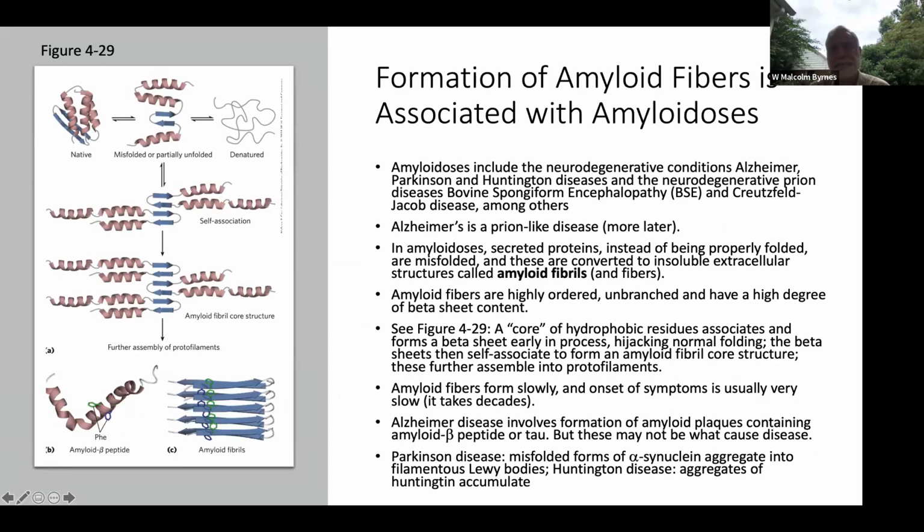So now let's talk a little about amyloid fibers and something called amyloidoses. Amyloid fibers are associated with amyloidoses, which include the neurodegenerative conditions Alzheimer, Parkinson, and Huntington diseases, and the neurodegenerative prion diseases, bovine spongiform encephalopathy, BSE, also known as mad cow disease, and Creutzfeldt-Jakob disease, among others.